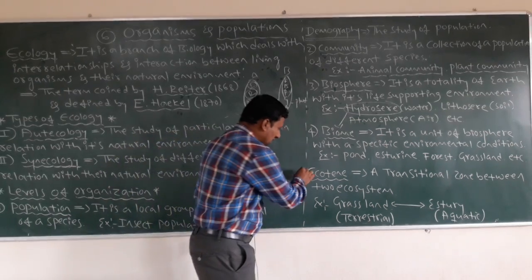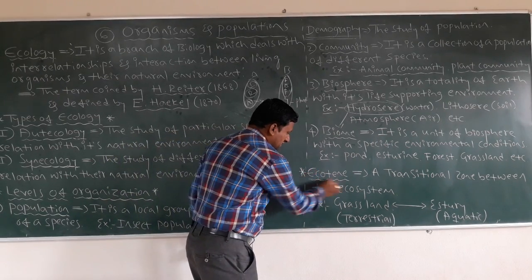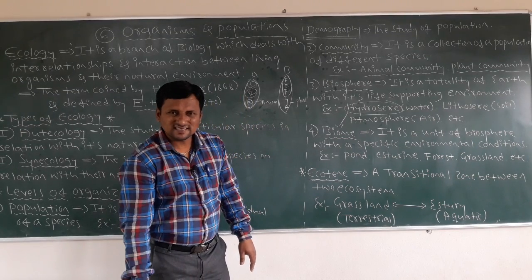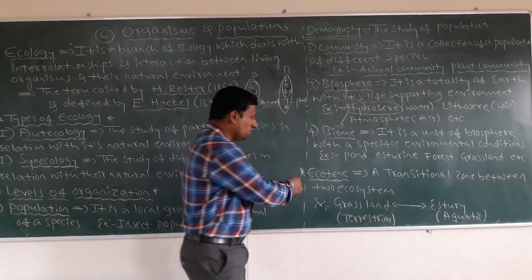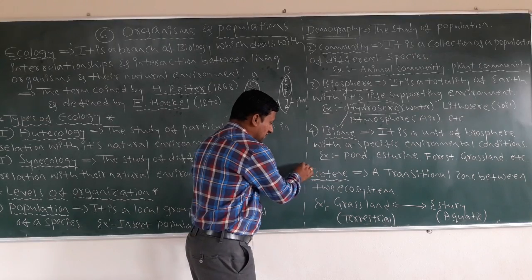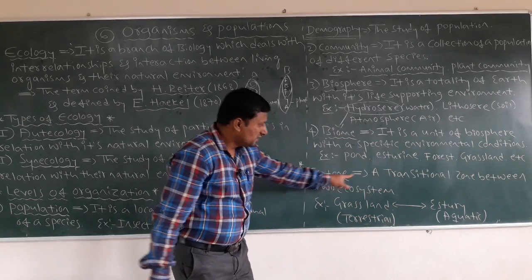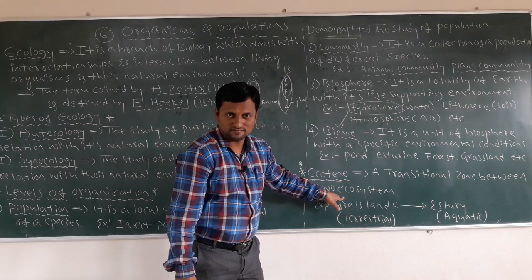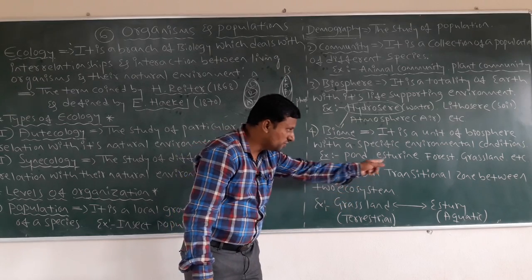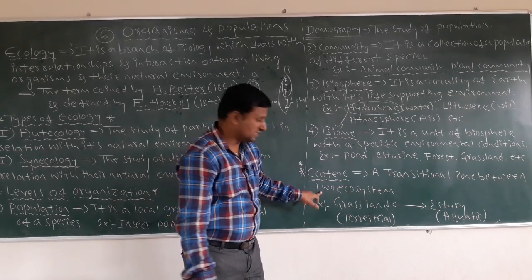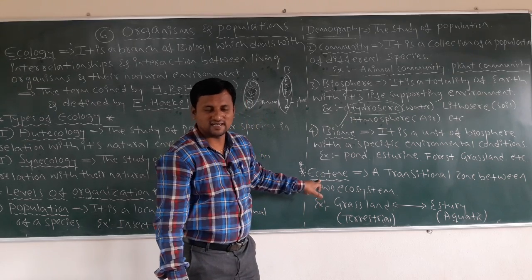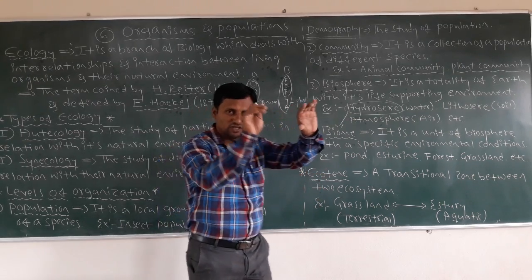Then comes another important note, that is called an ecotone. What is this ecotone? An ecotone is a transitional zone between two ecosystems. A transitional zone between two ecosystems, that's called an ecotone.